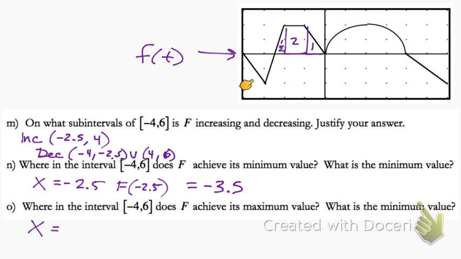And then where in the interval does it achieve its maximum value? A maximum is wherever the function equals 0 and changes from positive to negative. So that occurs here. Don't forget that it could also occur at endpoints. You also have to test endpoints.